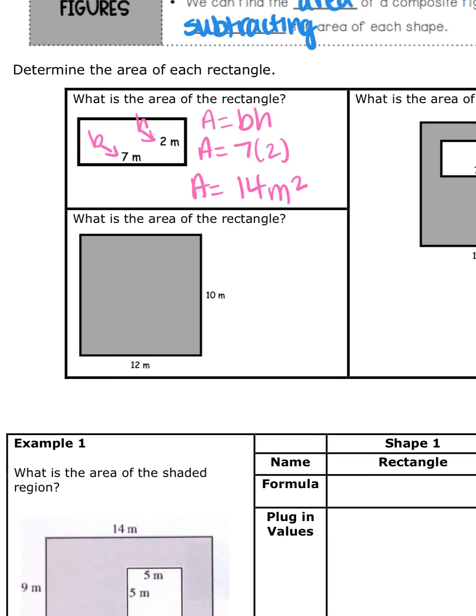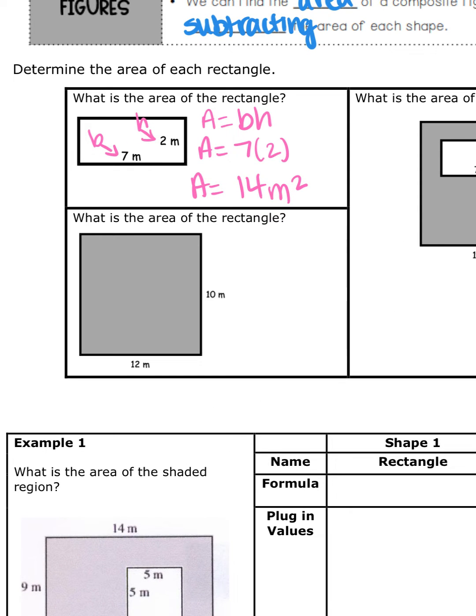Now I'm going to look at the area of this rectangle. Again, my area is base times height. My base would be 12 and my height would be 10. So that would be 12 times 10, which would be 120 square meters.